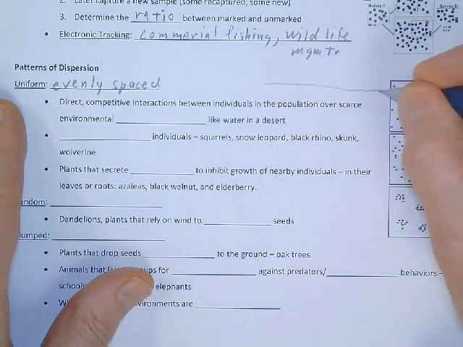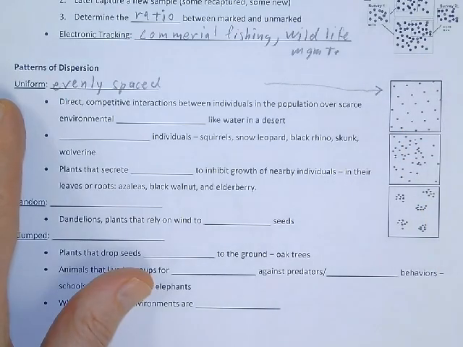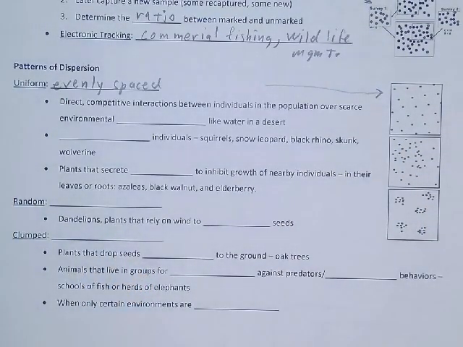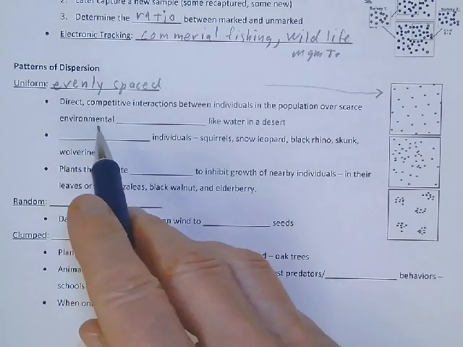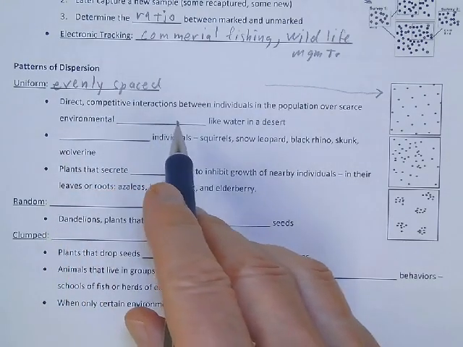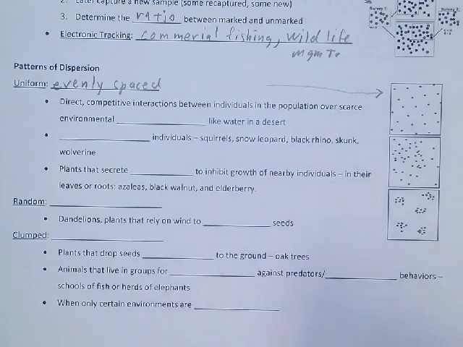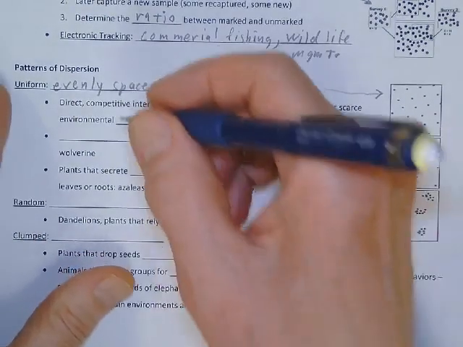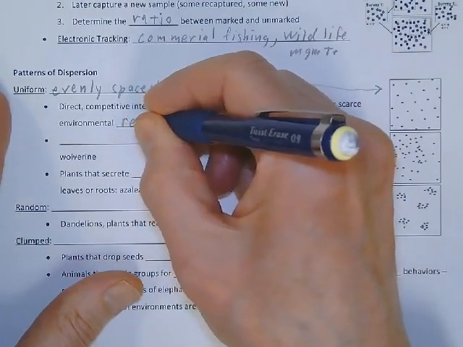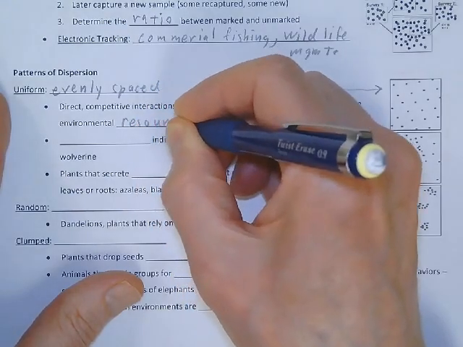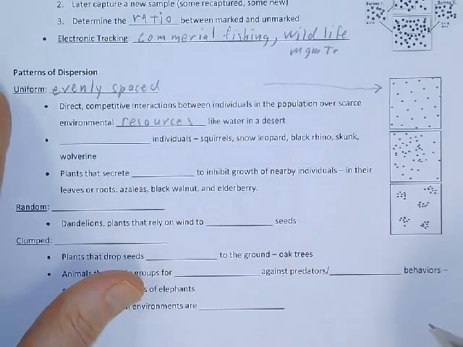And that would be this one, right? Evenly spaced. When does that happen? Well, that happens when there's competition, competitive interactions between individuals in the population over scarce environmental resources. So they spread out, like water in a desert. Or it could be, if it's a rookery for penguins, space to have a nest and defend that territory, and so forth.